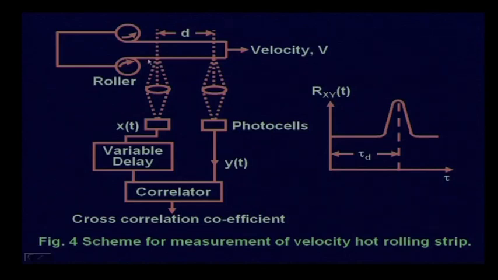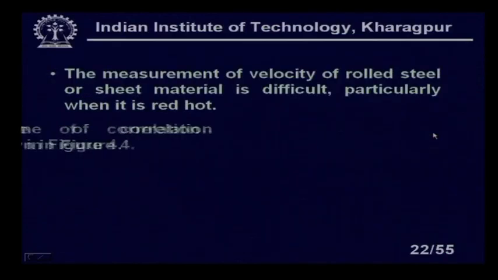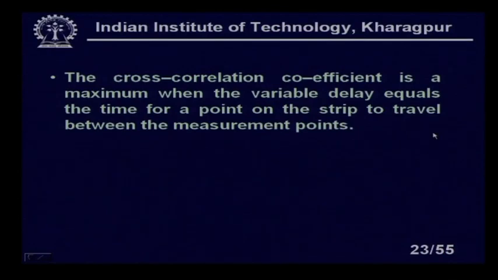You see, this is the measurement point. When this variable delay equals the time to travel from the same point to this one, I will get the peak output of the cross correlation coefficient. Okay. So, let us look at that. The cross correlation coefficient is maximum when the variable delay equals the time for a point on the strip to travel between the measurement points.